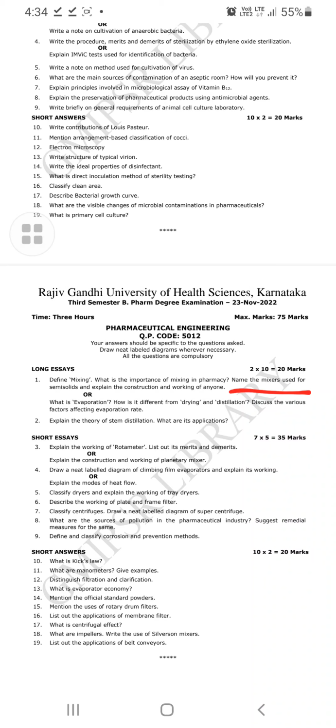What is an evaporator, how is it different from drying and distillation, and discuss the various factors affecting evaporation rate. Clear? Then the theory of steam distillation, a simple one. You have to write some of the principle, construction, working, advantages, and disadvantages.